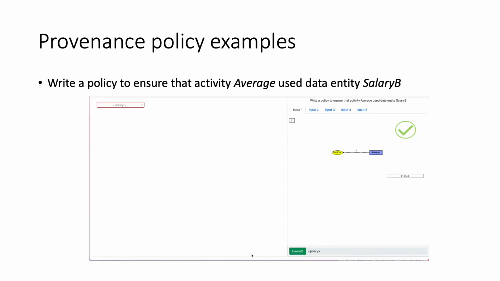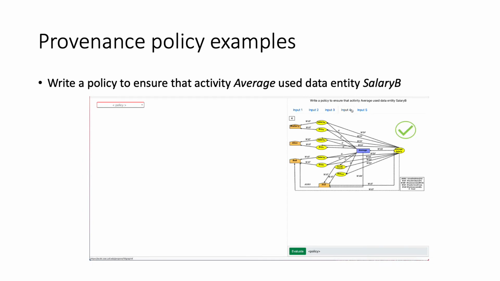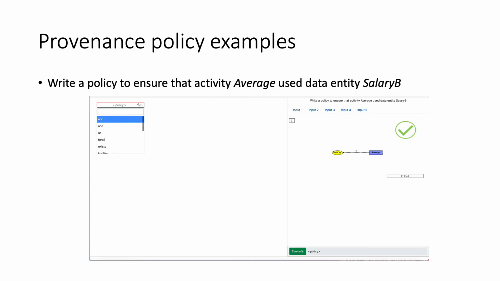Now let's look at some examples of how we can construct provenance policies using the ProProv interface. During this study, the panel on the right will have 5 input provenance graphs to test your policy on. A graph that has a green check mark means that the graph should satisfy your policy. A graph that has a red X means the graph should violate your policy.